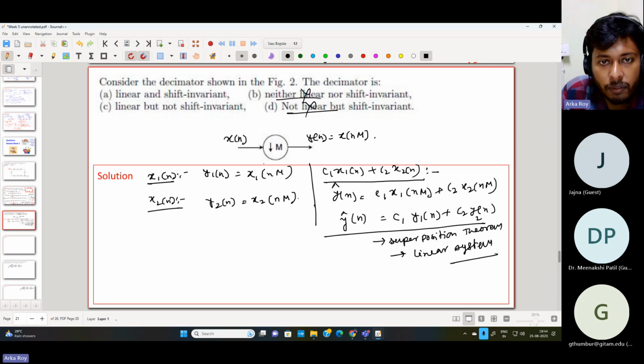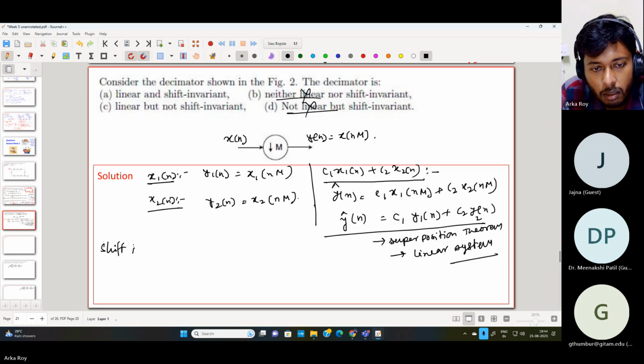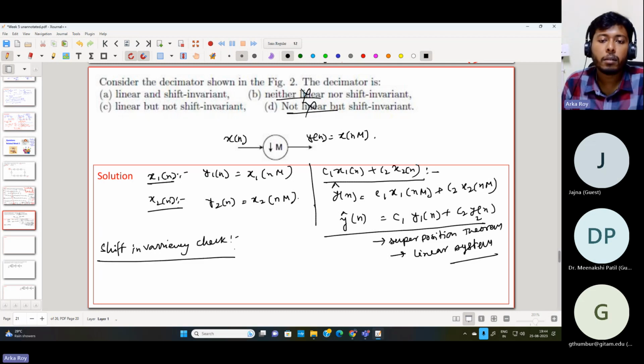So we are left with the shift invariance part. Shift invariance check. Shift invariance means that when I delay the signal by an amount, we get some output, and when we delay the output signal itself, if the operations yield the same output, then we can say that the system is shift invariant.